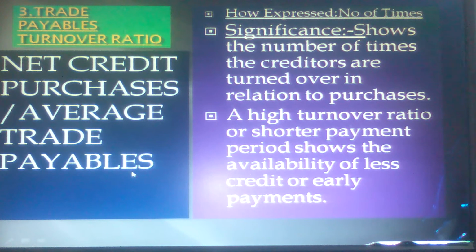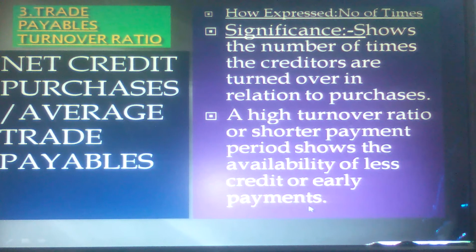Here also, how are they going to express it? Number of times. It shows the number of times the creditors are turned over in relation to purchases. How many times? That is the significance of the creditors. So a high turnover ratio, what does it show? A shorter payment period, which shows the availability of less credit or early payments.